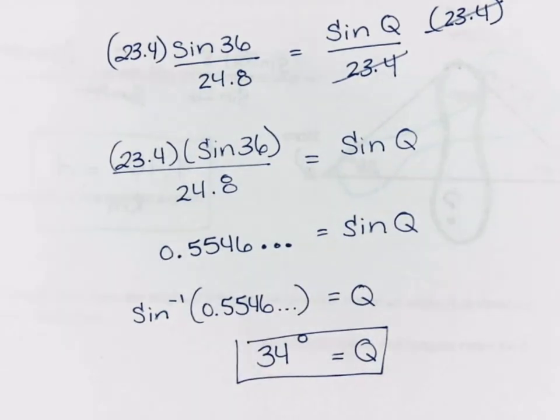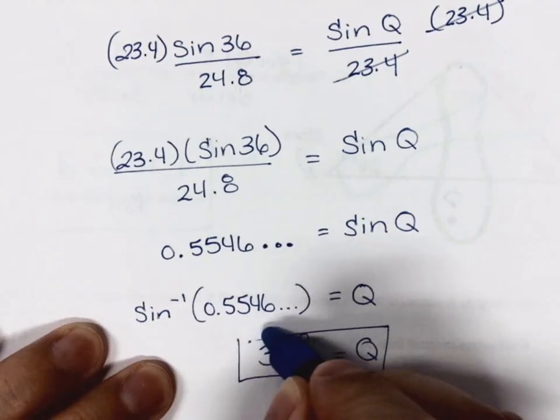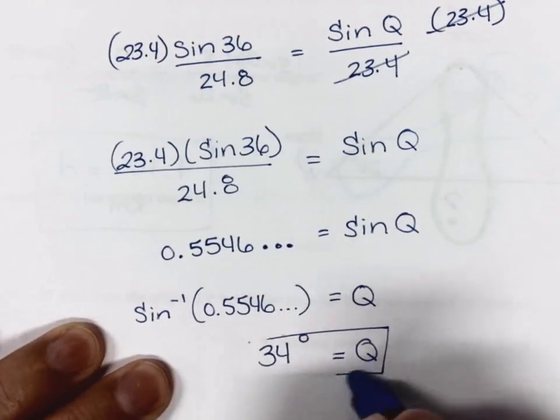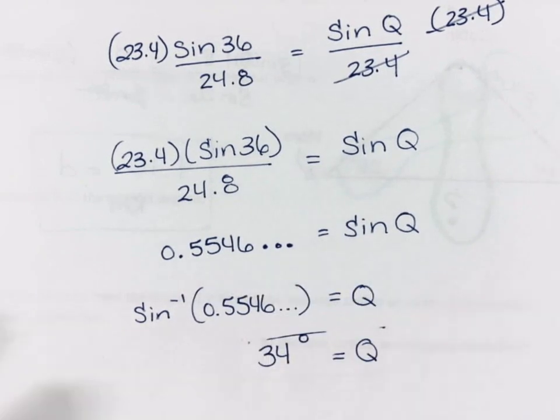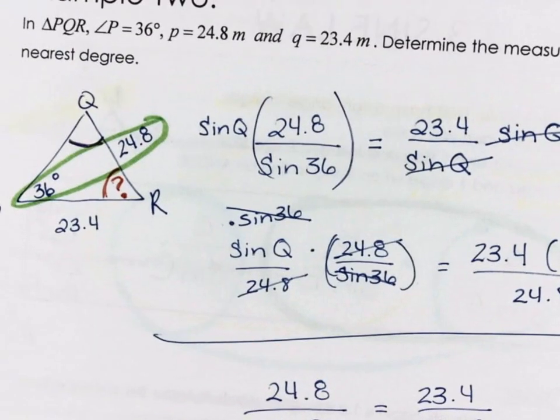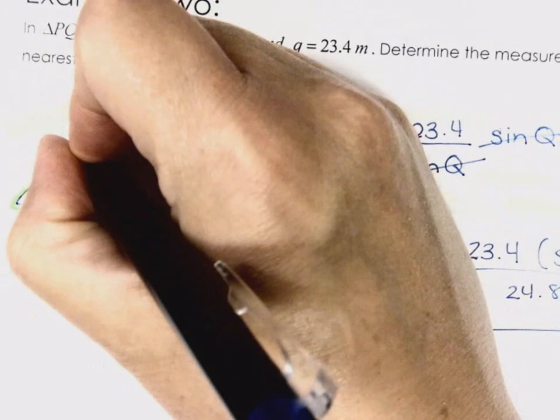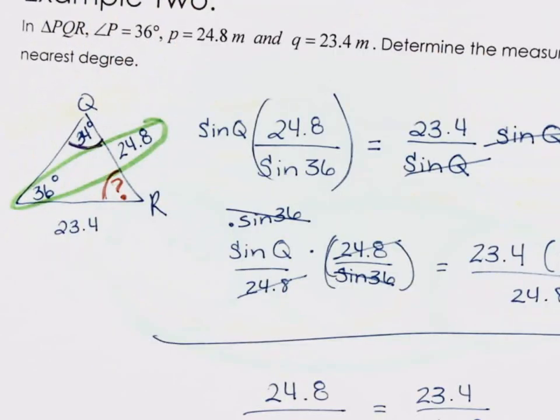Ooh, I boxed that in. Is that my answer? Is that what I'm looking for? No, we're looking for R. How do I find angle R? If I go back up to my pretty picture, we just found Q to be 34 degrees.